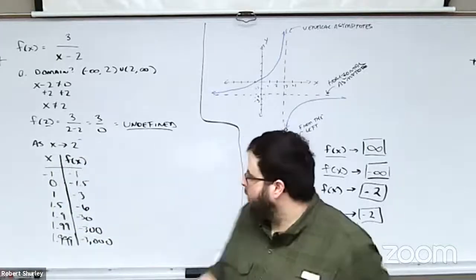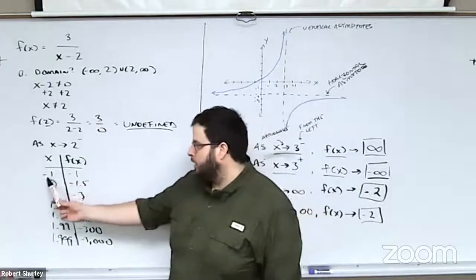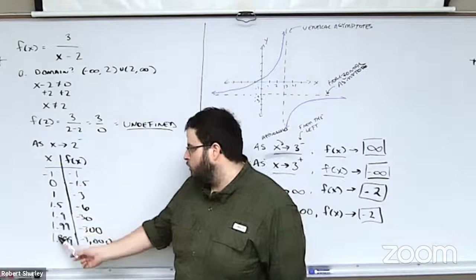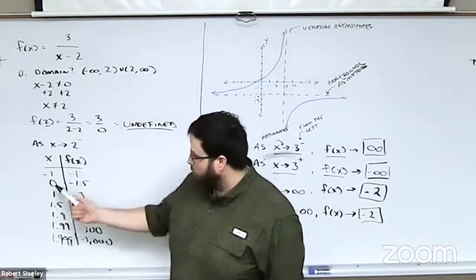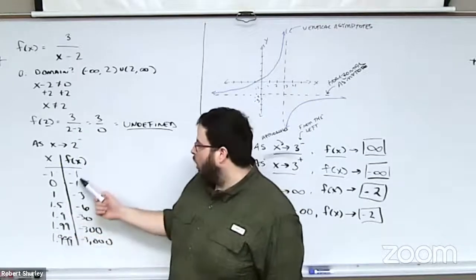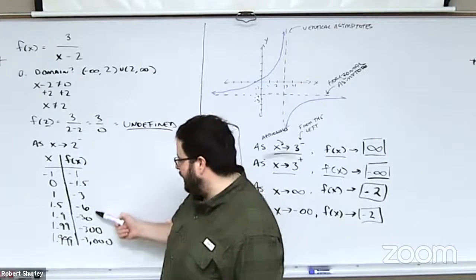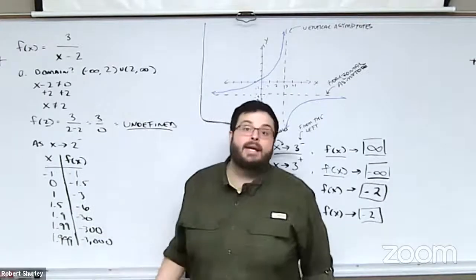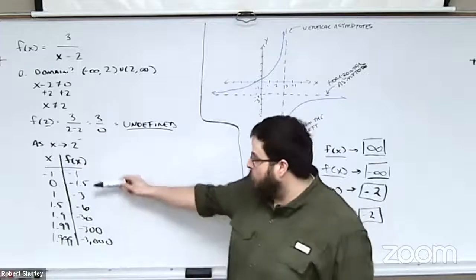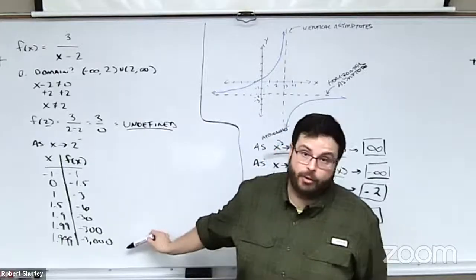So what this means is, look, as x is getting closer and closer to 2 from the left, right? We're coming from the left. Our y value is headed to negative infinity. Do you guys see that? We're not headed to a specific number. This goes off the deep end in the negative direction.